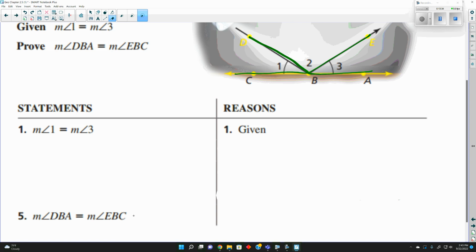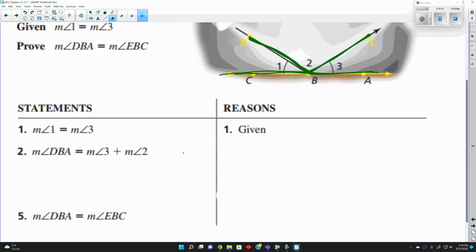But to do this, we need to be able to define angle DBA and angle EBC so that they're the same. Well, the first thing is we need to define one of these two angles. So we can start off with the measure of angle DBA. Well, what is DBA equal to? What are the two parts? 2 and 3. So we could say that the measure of DBA is equal to the measure of angle 3 plus the measure of angle 2.